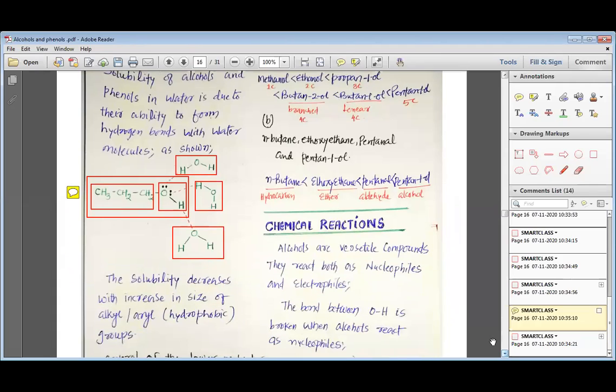Same way we have another question to solve: normal butane, ethoxyethane, pentanal and pentanol. We can easily arrange them as normal butane is less than ethoxyethane is less than pentanal is less than pentanol. You can even remember this, my dear students: if the number of carbons is the same, hydrocarbon will have a lower boiling point than ether, which would have a lower boiling point than aldehyde, which would have a lower boiling point than the alcohol.